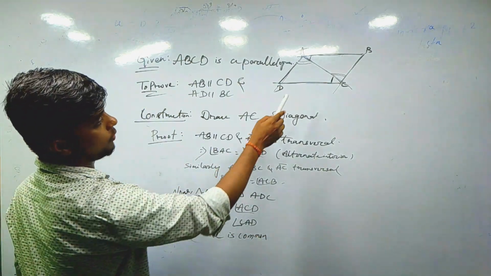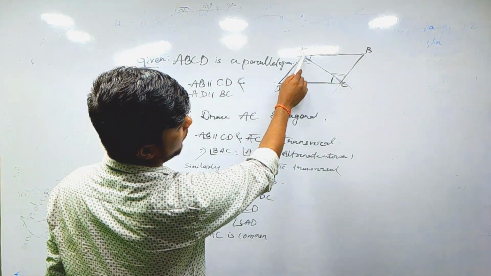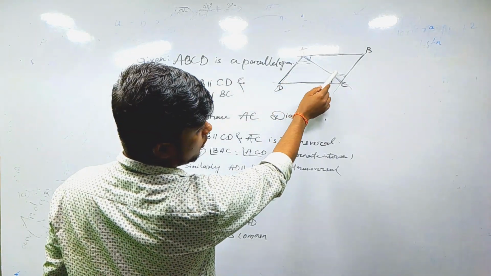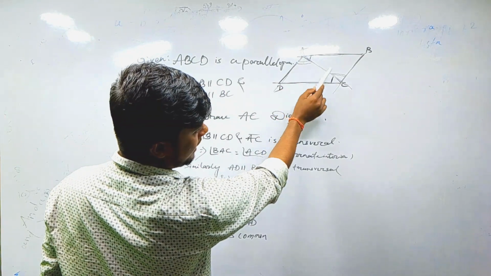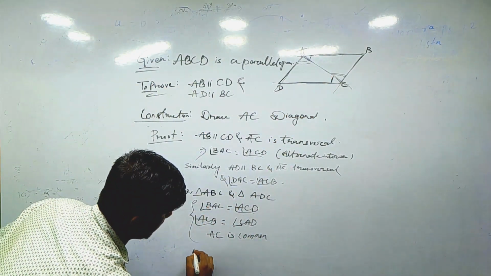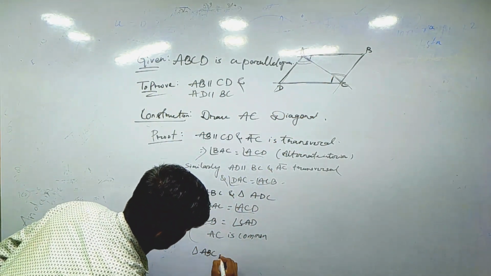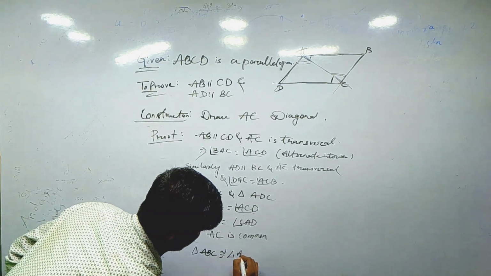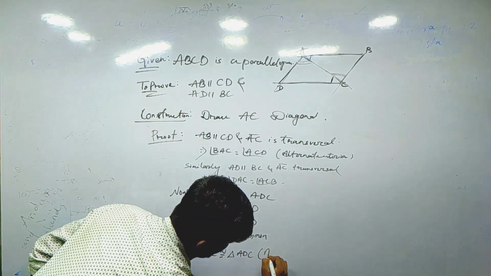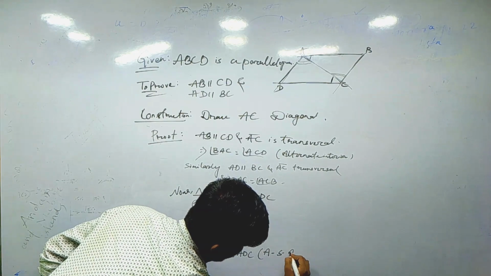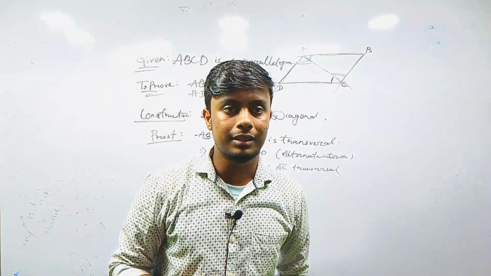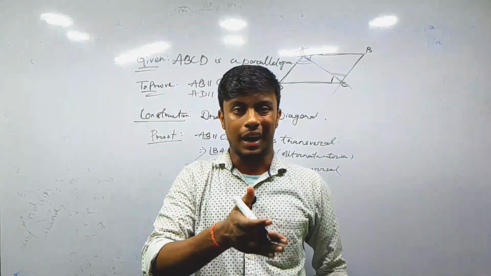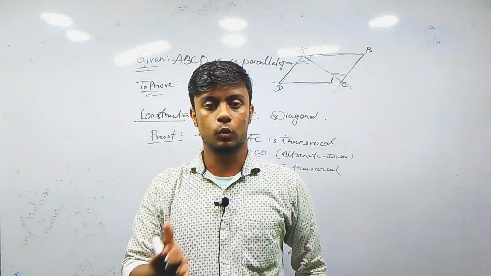So according to this, we can write this is your angle and this is your side and this is your angle. Here also this is your angle, this is your side and this is your angle. So according to angle, side and angle, these two triangles will be congruent. Triangle ABC is congruent to triangle ADC according to the ASA property. As these two triangles are congruent, we can say that their corresponding parts will be congruent or equal.